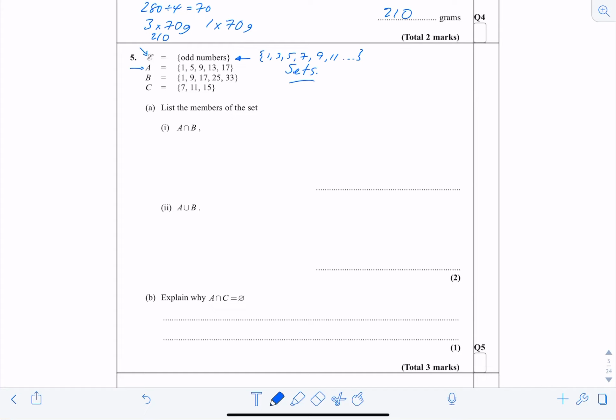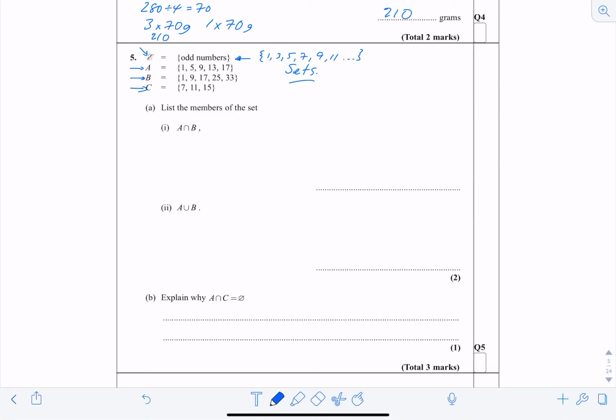Okay, so 1, 5, 9, 13, and 17. Of course, that's not all of the odd numbers. So that's just a collection of 5 odd numbers that we've chosen to let be our set A. For set B, 1, 9, 17, 25, 33, they're all odd numbers. Again, they have to be because they belong to the universal set of odd numbers. So again, that's just chosen arbitrarily. We've just chosen those numbers at random, basically. And then C, smaller set, number of elements is 3. Okay, so these are the things that we're going to be working with.